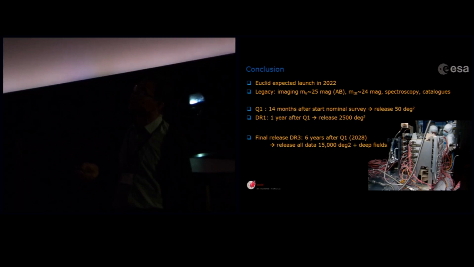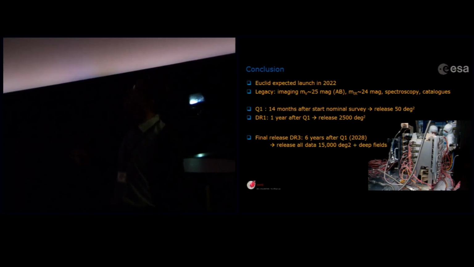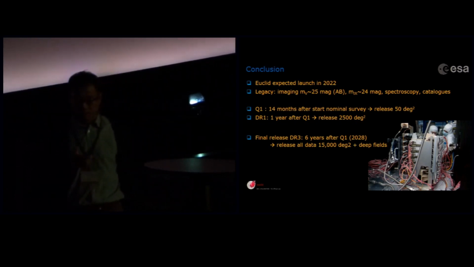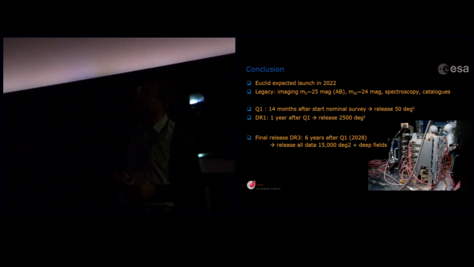For the astronomers, 14 months after the start of the nominal survey, there will be a first release. We will release 50 square degrees to show what Euclid can do for you. And I think this data set is already enormous in terms of what has been done from space and for surveying. But then 1 year later we have a data release 1, which is about 2500 square degrees. So that will be released to the public. We are busy trying to get the archive and the data centers in place to let the astronomers in the world look at the data and work with it.